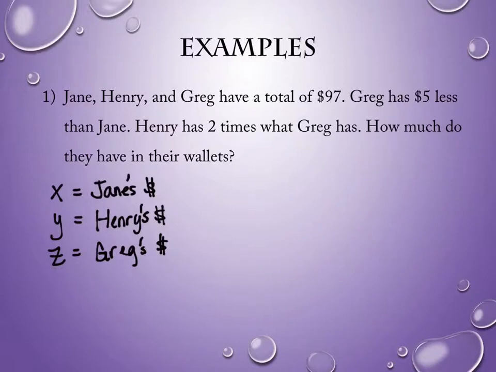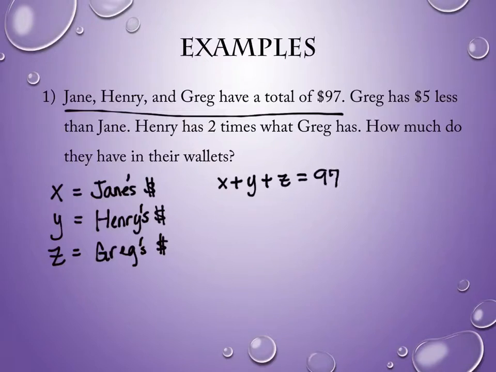All right, the first sentence says that they have a total of $97. What does that mean? You got it. x plus y plus z equals 97. Make sense? Okay. The second sentence says Greg has $5 less than Jane. So we need to write that in equation form. So Greg's letter is z. And what is z according to that sentence? x minus 5. x is Jane, so whatever Jane has, if we subtract 5, we have Greg.